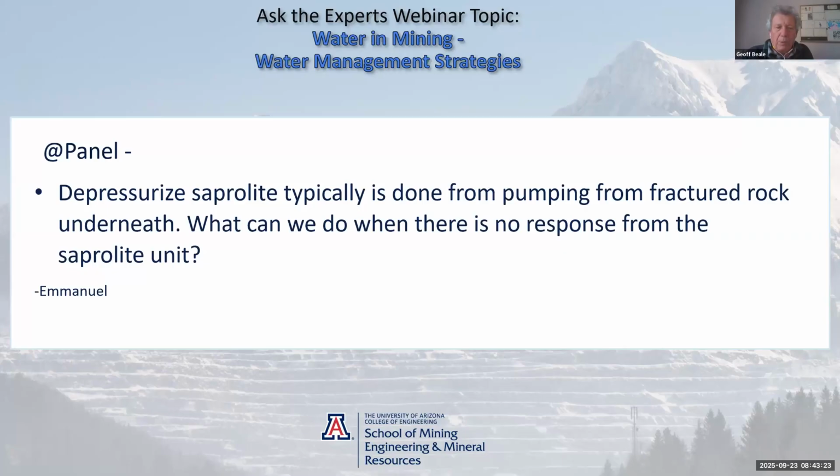So if the saprolite won't depressurize, but the underlying oxide will, use vertical drains close to the slope in the saprolite. If the saprolite will depressurize, but you can't get the water out of the underlying oxide or saprock, then the solution is typically horizontal drains underneath the saprolite. Good, thanks. Go ahead, Simon.